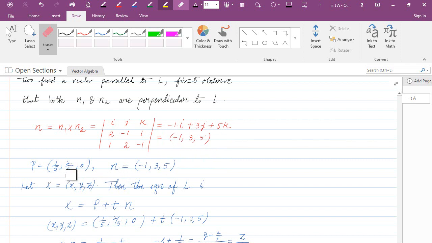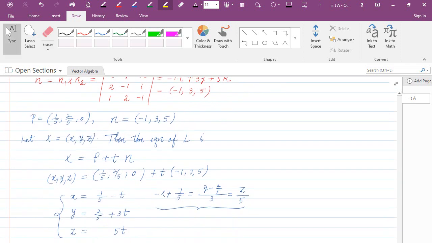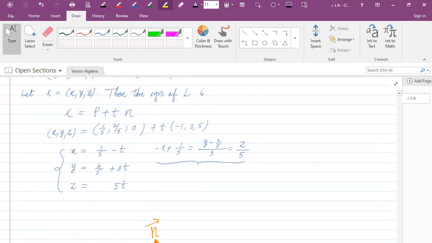Recall that this is a point on the line, so now we can write down the equation of the line. We know that the equation of the line would be given by x is equal to p plus t times n. So remember x is x, y, z, so that's equal to p, which is 1/5, 2/5, and 0, plus t times n, which is negative 1, 3, and 5. So we see that x would be 1/5 minus t, y would be 2/5 plus 3t, z would be 0 plus 5t, and so we got the parametric equations of the line of intersection.